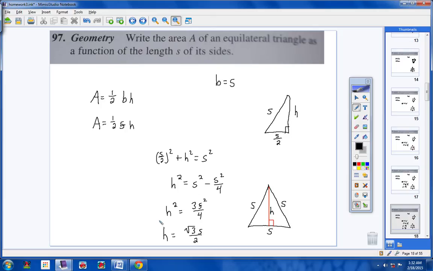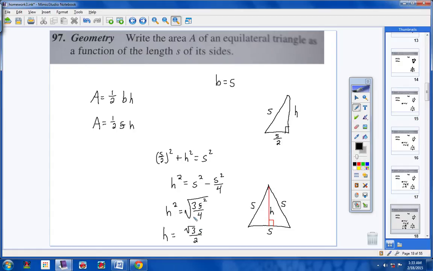So now, I'm going to take the square root of both sides. The square root of h squared is h. Now be careful here, guys, look. I'm taking the square root of this whole thing, okay? Now, the square root of 3 I don't know, so I leave it the square root of 3. The square root of s squared is s, so I put an s on the outside, and the square root of 4 is 2, so I put a 2 in the denominator, okay? So let's go over that again.